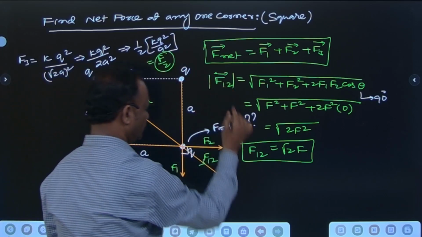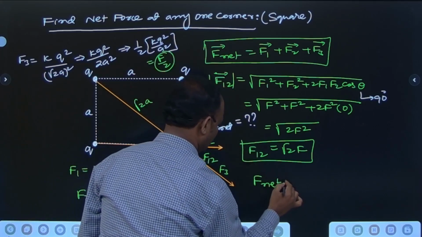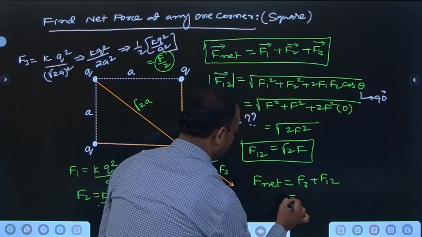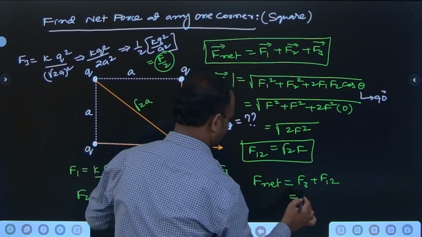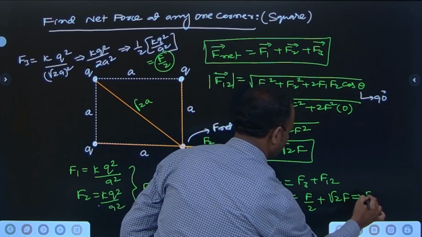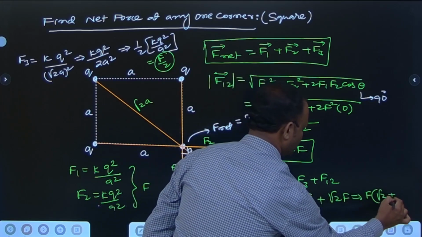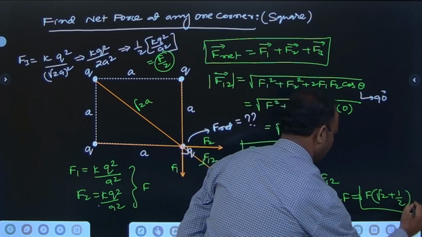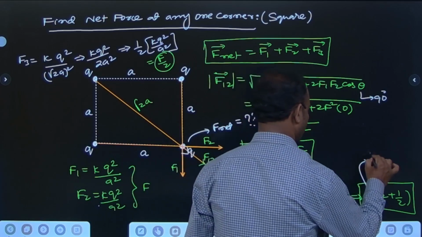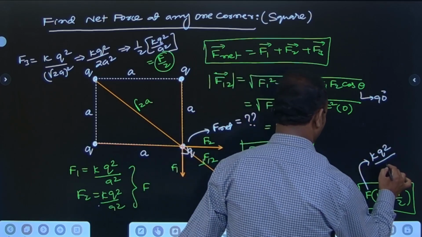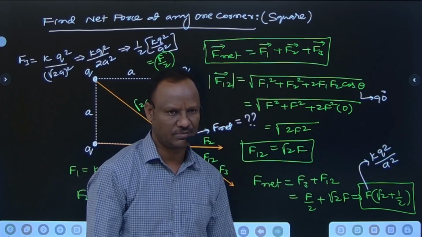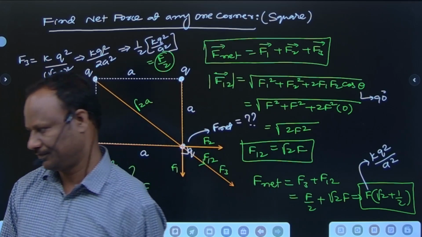So what is the net force now? F net is equal to F3 plus F12. My F3 is F by 2, and F12 is root 2F. So what is the answer? F times root 2 plus 1 by 2 is my answer. What is F again? F is K Q square by A square. So root 2 plus 1 by 2 times K Q square by A square is the superposition.